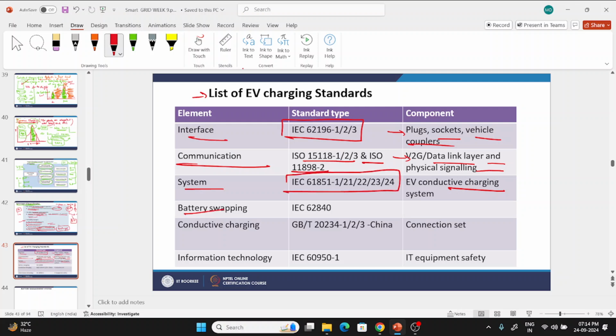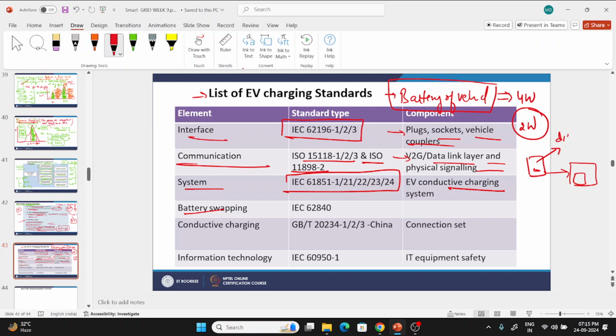For battery swapping, there is also a technology where we swap the battery of the vehicle. This is generally not possible in India for four wheelers, but for two wheelers it is possible. You take a battery and discharge it completely. After it is discharged, you go to any charging station, put that battery on the charging socket, take any other battery from there, and install it in your two wheeler. There is another standard for conductive charging.